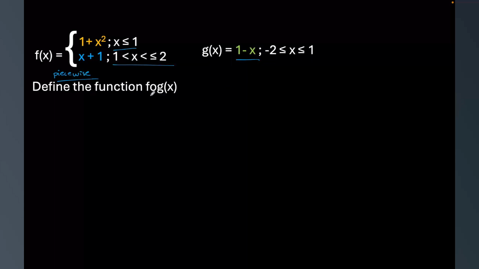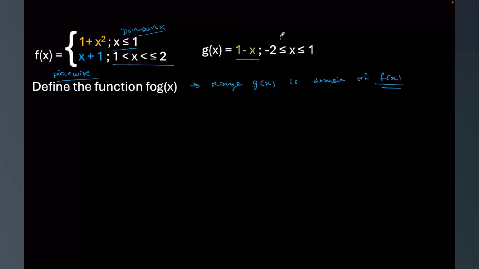Now remember, in f of g of x, I'll write it down here. The range of g of x is the domain of f of x. That's the key to remember here. Don't miss this. You cannot take this as the domain now. This is not your domain. This is your domain.